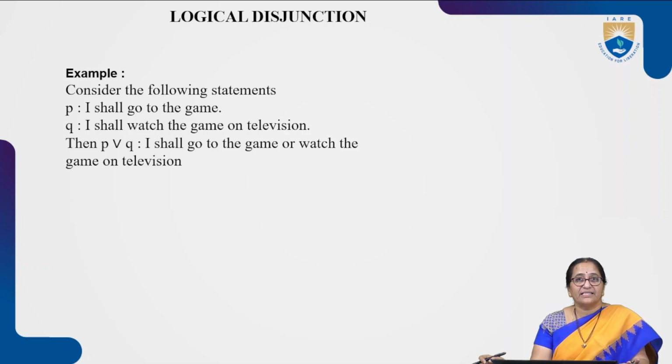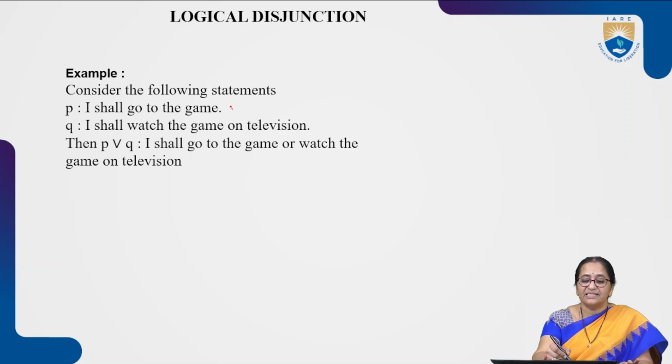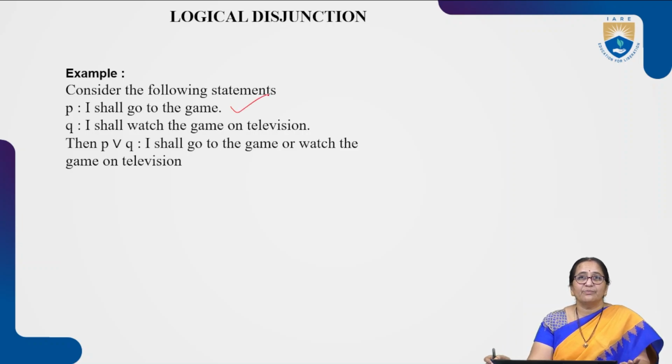In this we have one example. P and Q are the two statements. The P statement is, shall I go to the game? The next statement is, I shall watch the game on television. By combining these two statements, we can say P or Q: I shall go to the game or watch the game on television. Yes, I can go to the stadium to watch the IPL match, or I can watch the match on television also.